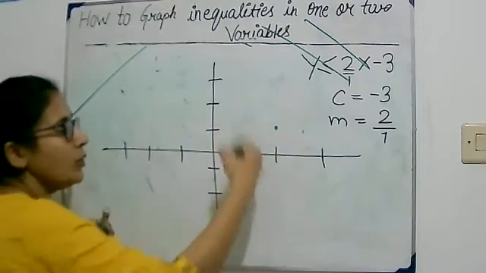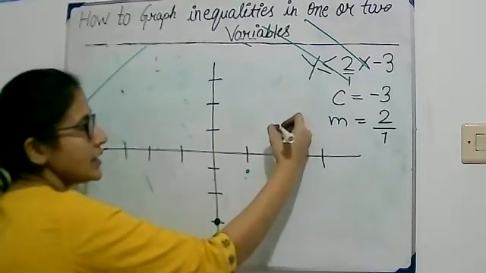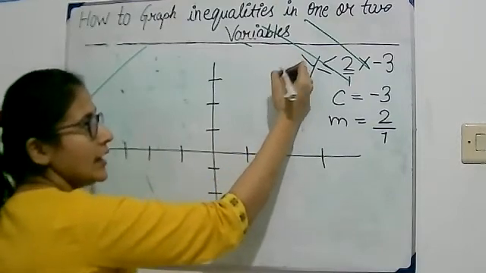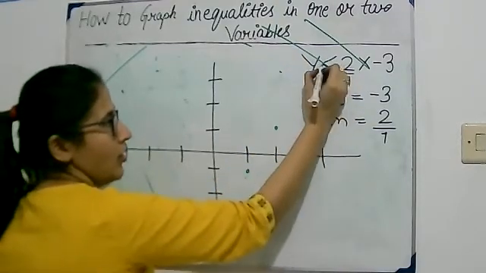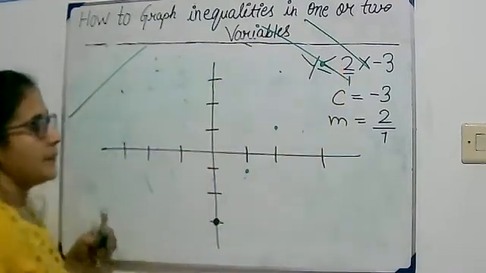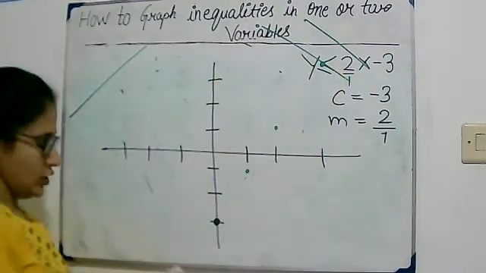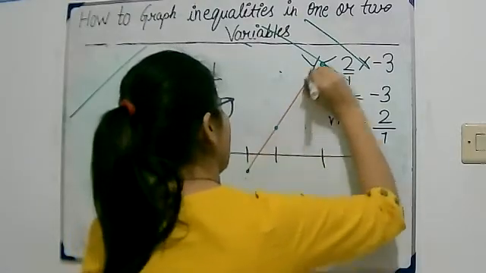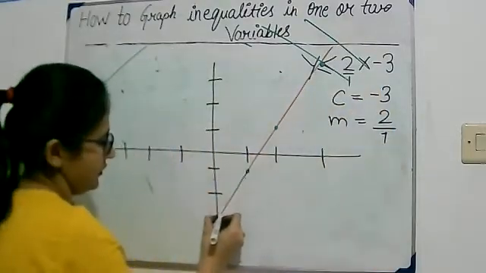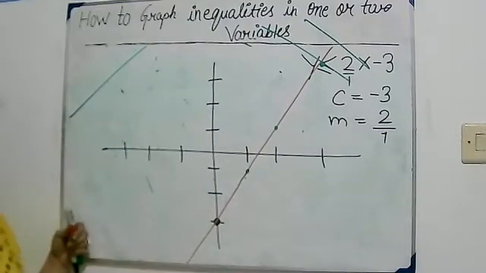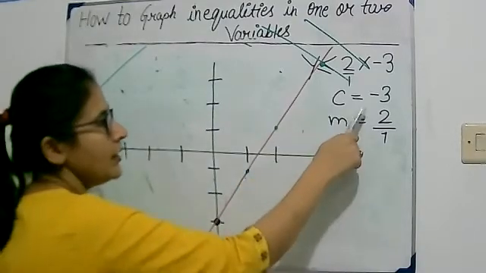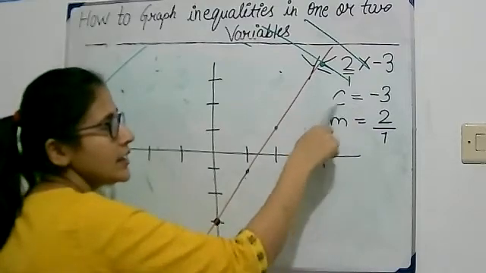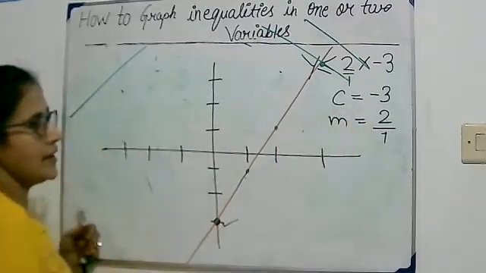Again, put a few more points. Rise is 2, run is 1 on the x-axis, like this. So now this is the line. Join this line. So this is the line with slope 2 by 1 and the intercept on the y-axis is minus 3.